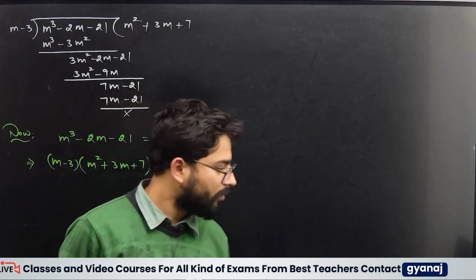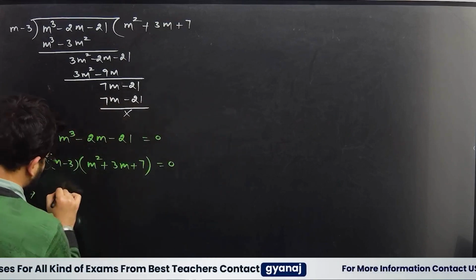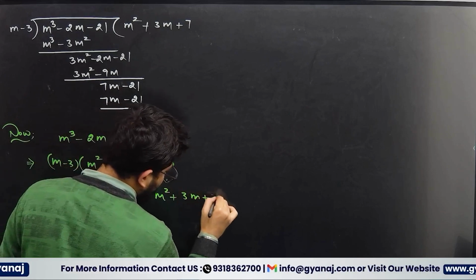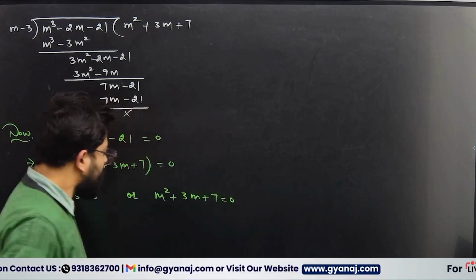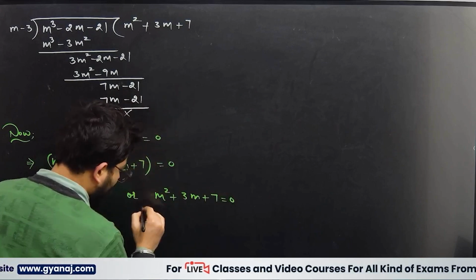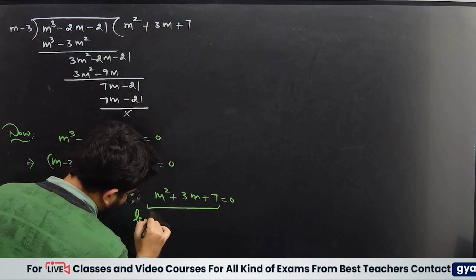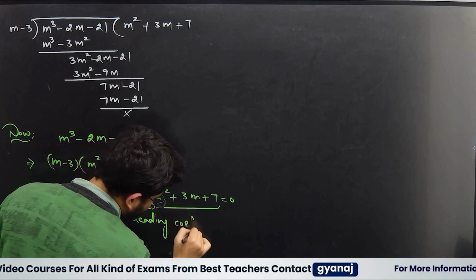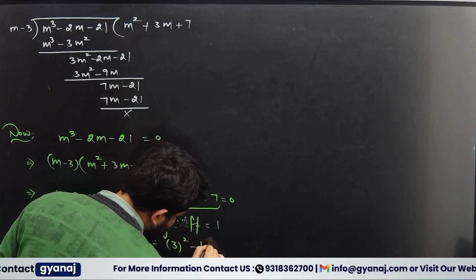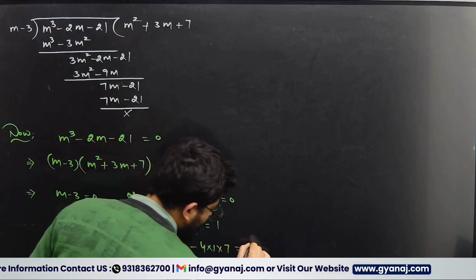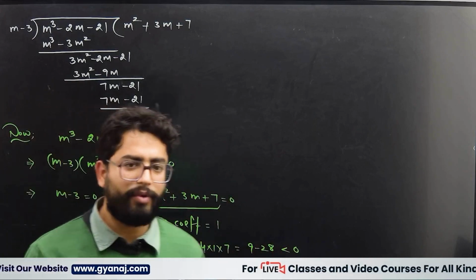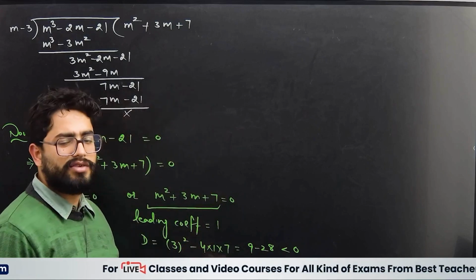Yes or no? Got it? So it means either m minus 3 is 0 or m square plus 3m plus 7 is 0. Got it? Now m square plus 3m plus 7, that is a quadratic equation. And if you observe, the leading coefficient is 1 and the discriminant is b square minus 4ac, that is 9 minus 28, which is negative. So a positive, d negative. Whenever d is negative, there is no real root.